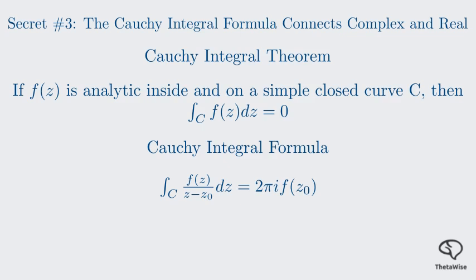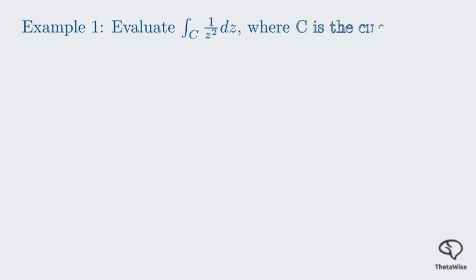This seems disconnected from real integrals, right? Here's the final twist. This formula can be used to evaluate many tricky definite integrals of real functions. Let's see our first example. We're going to calculate this complex integral, the integral of 1 over z squared, along a circle of radius 1 centered at the origin. Our goal is to see if we can use the Cauchy integral formula.